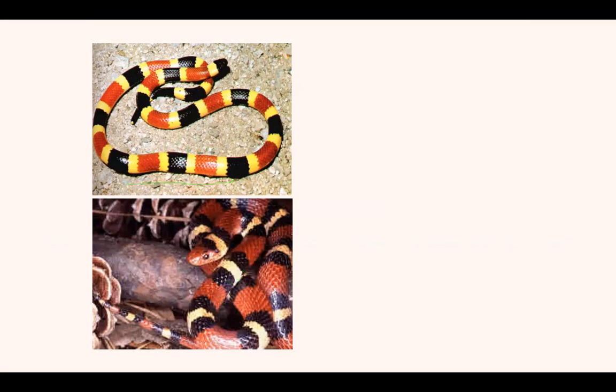So it turns out that the top one is the poisonous one. It's called the coral snake, very poisonous species. The bottom one is the scarlet king snake, totally harmless. But are you going to try to figure out which one's which? Nope. You're going to go bye-bye.